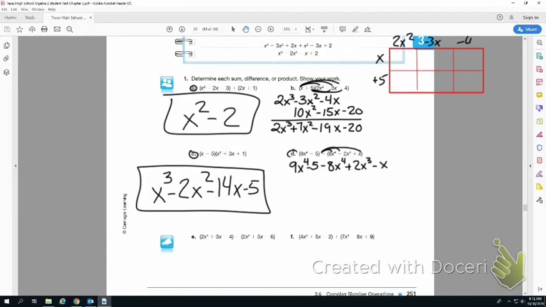So I've got 9 minus 9x to the fourth minus 8x to the fourth. I've got my 2x cubed. I've got my minus x. And then I've got my minus 5.